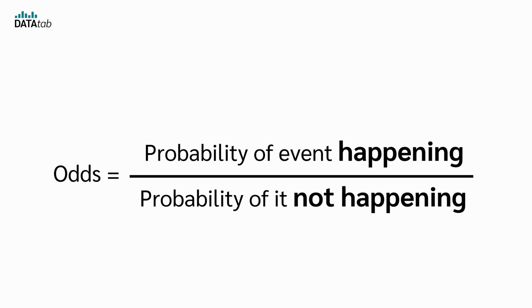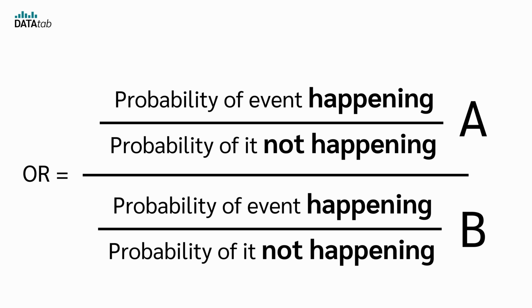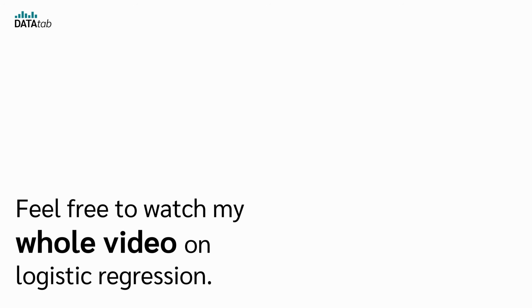To sum it up, odds are simply the ratio of the probability of an event happening to the probability of it not happening. The odds ratio is now the ratio of the odds that an event occurs in two different groups. If you like, feel free to watch my whole video on logistic regression.